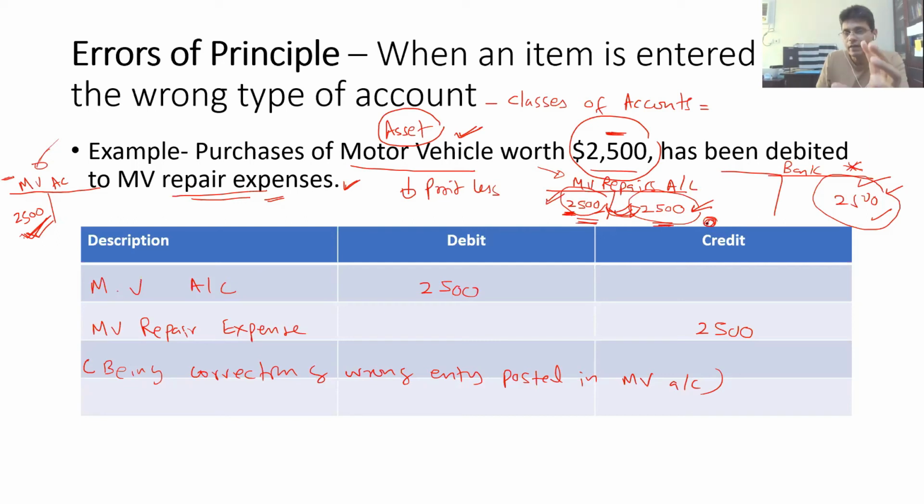Now what is the correct double entry now? Motor vehicle debit 2,500, bank account credit 2,500. So we did not change the bank account. Is that clear? Okay. So to make this repair expenses zero, because it's not a repair expense, we credited this account and instead we opened another account called motor vehicle account and we debited that account. Okay, so we'll move on to the next one.